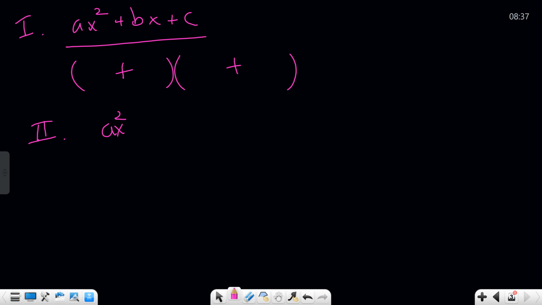Okay. Number 2. x squared minus bx plus c. What are the signs? Minus plus. Plus minus. Minus minus. Because these 2 numbers have to multiply together to give you a positive answer, but they have to add together to give you a negative answer.